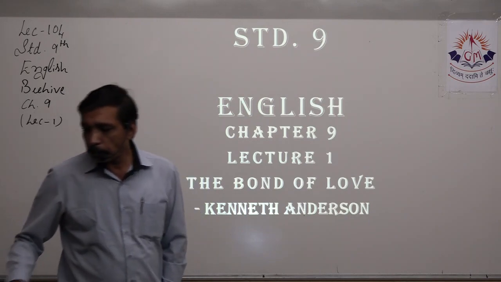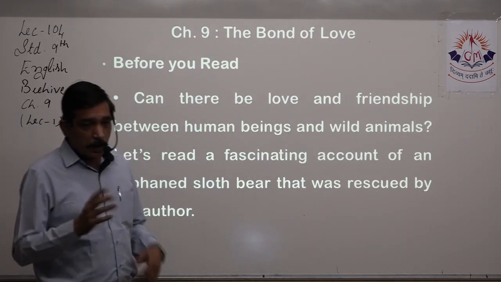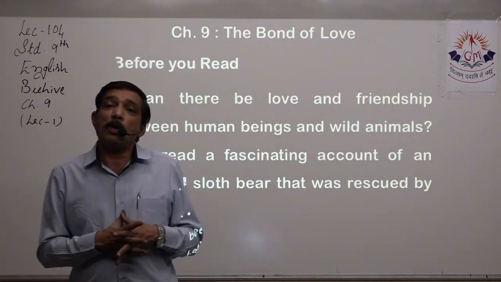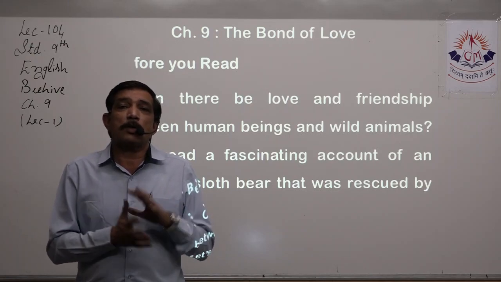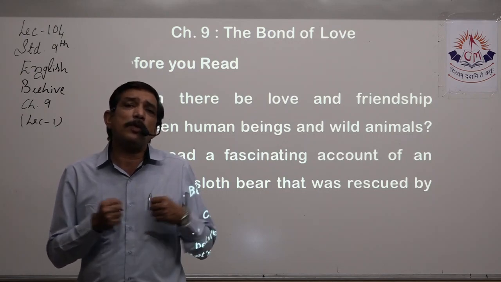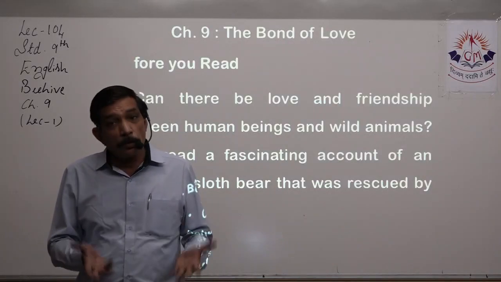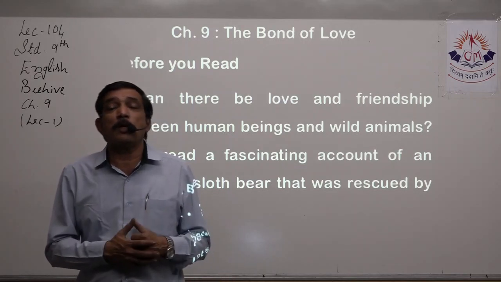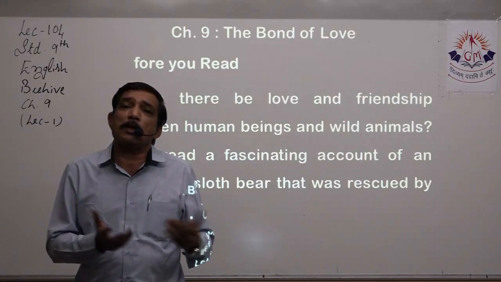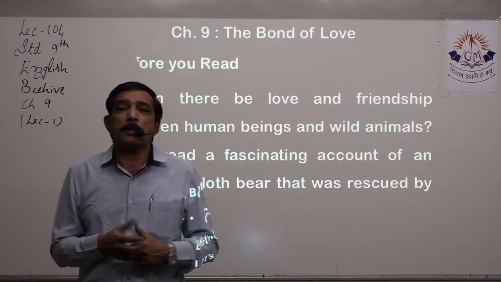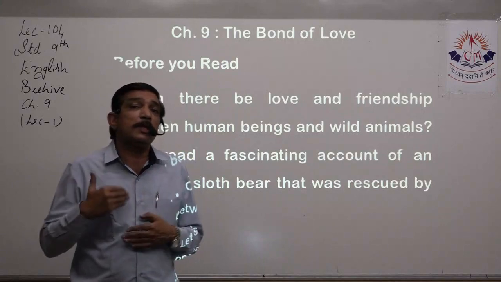Before we read, can there be love and friendship between human beings and wild animals? When we started the chapter, we were talking about the bond of love, the bond of love between a human being and a human being. For example, the bond between you and your sister, you and your brother, is going to be very strong. Though you fight all day, at the end of the day, you sit together, have food, share your thoughts, laugh with him or her, and you don't even remember for what thing you had fought in the morning. If somebody asks you, we are brothers and sisters. So that is the bond of love between human beings and human beings.